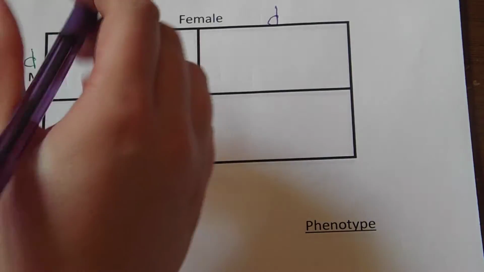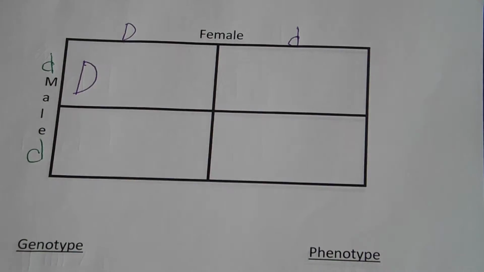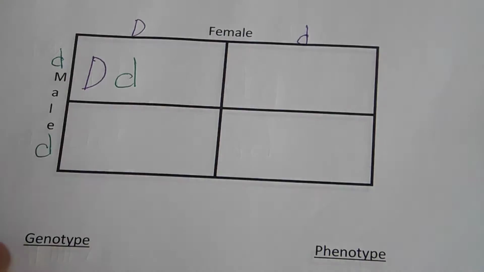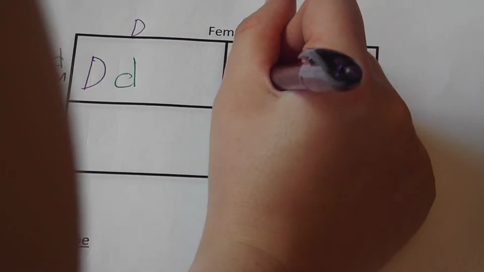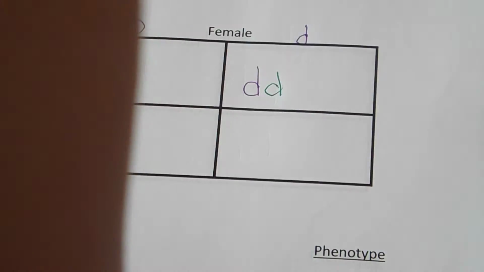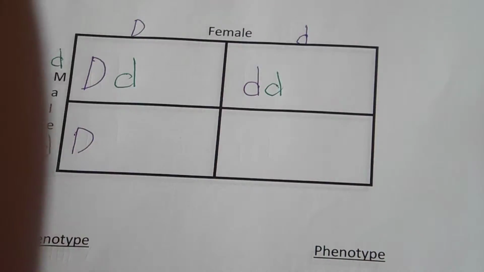And then you would go and drag this upper D down by the purple. And then the lower D from the male, making sure you're right there. And then this lowercase d would come down to here from the female, and the lowercase d for the male would come down. And then consequently it's going to be the same results for the bottom.